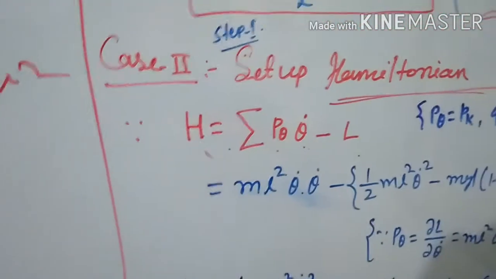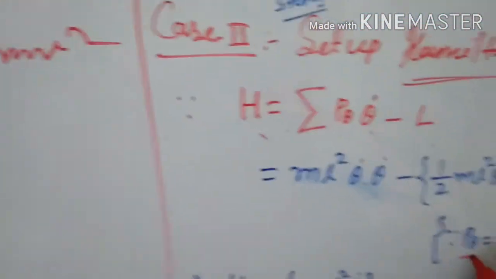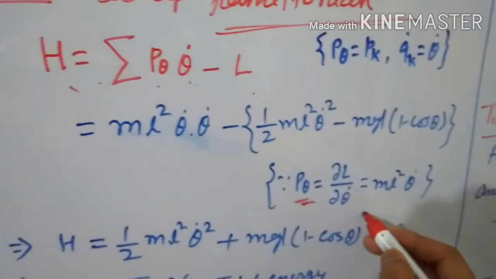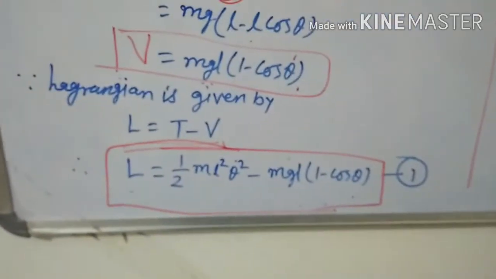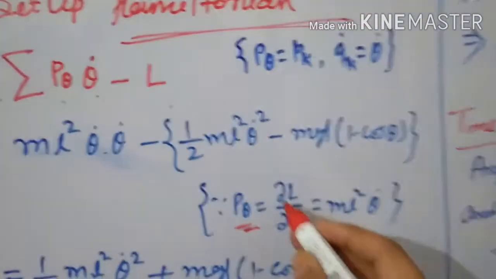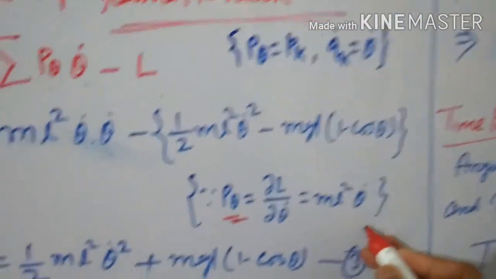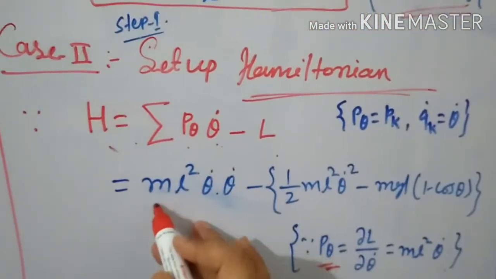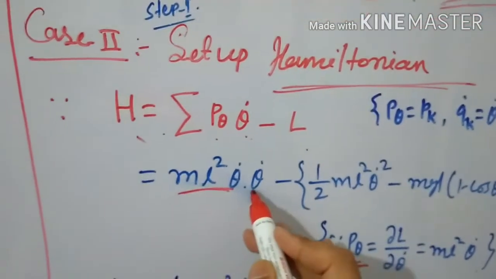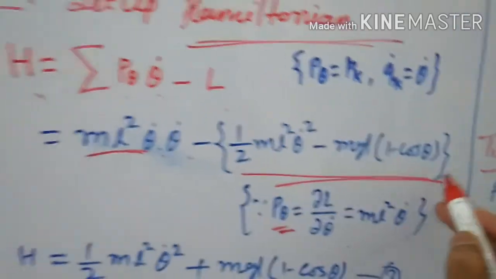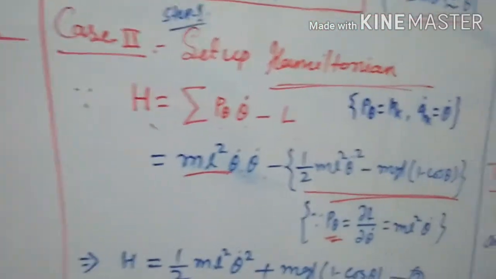Since we know that generalized momentum p theta is equal to del L upon del theta dot, when we differentiate equation number first with respect to theta dot, we get del L upon del theta dot is equal to ml square theta dot. So putting this value in this equation, we have ml square theta dot into theta dot minus the same Lagrangian function as we obtained in equation number first.